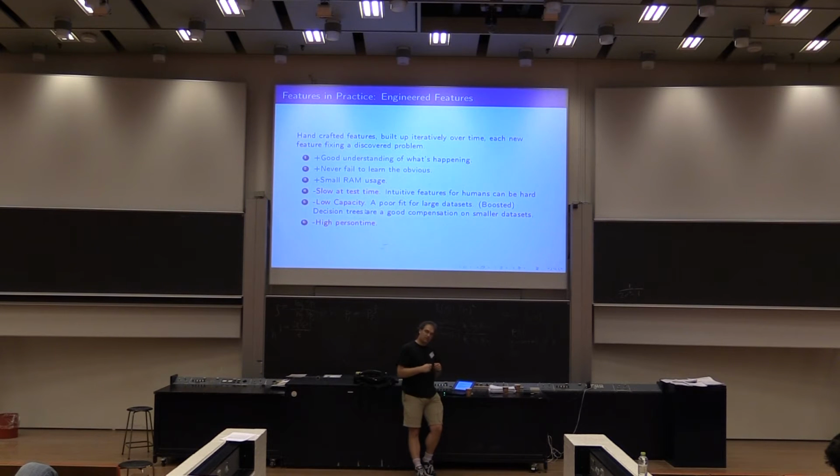Another issue is that this is a very intensive process. So you have relatively low capacity. The amount of information going into your learning algorithm is small. And that means that if you have a lot of labeled information, you can't really take advantage of it effectively to learn a complex function. Right? And then, of course, it requires a lot of time.